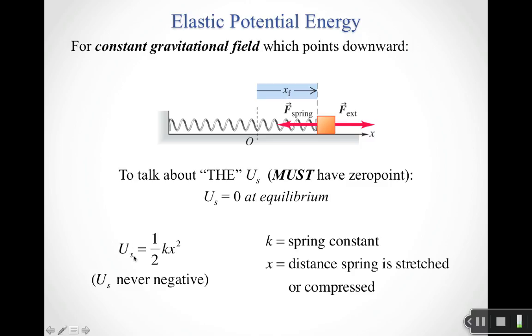Now the change in the potential energy, again, can be. The change in the elastic potential energy will be negative when you move back towards equilibrium. But the value at any point relative to the 0 point will never be negative. It will always be either positive or zero.